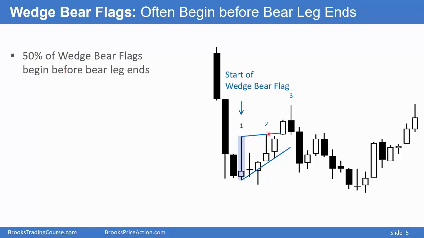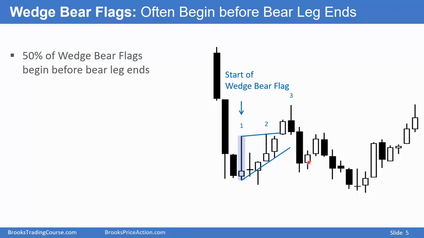Wedge bear flag, 3 pushes up, 1, 2, 3, even though that first leg up occurred before the bear trend ended. Also, you have a double top, a bull breakout. Whenever you have a double top and a bull breakout that reverses, that is a type of wedge. You have 3 pushes up, 1, 2 for the double top, and then the breakout is the third push. So the reversal is the start of a wedge bear flag.